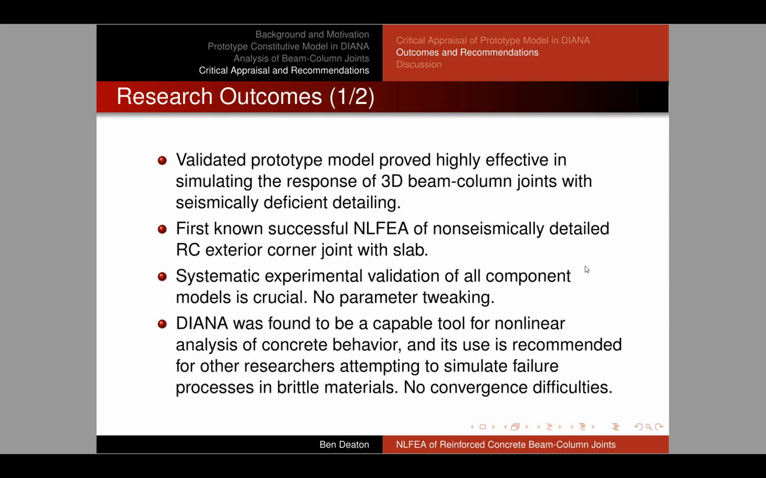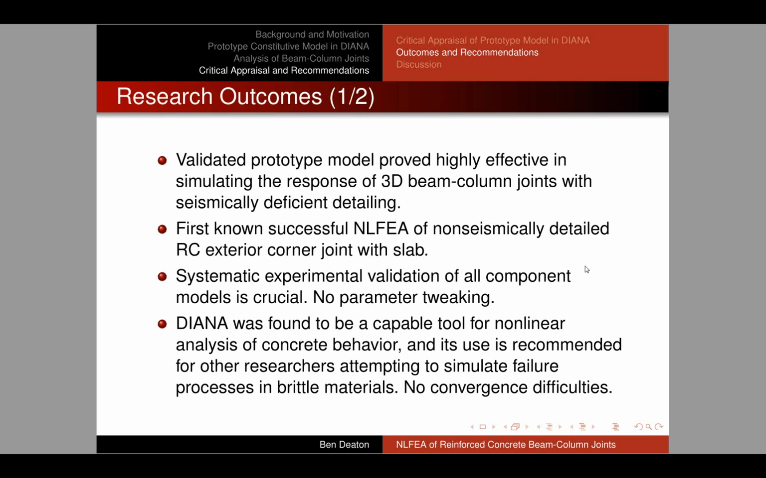Okay, the third item. I would highly recommend the systematic experimental validation of all component models as being very crucial to gaining confidence in the model, to being confident that you are using it correctly. One of the temptations we all face when we have a complex problem is to immediately start putting all the pieces together and try to model the final behavior. But unless we've really studied each component, it's very difficult to know, when results don't match, what is the source of the problem. And so by going through the systematic process, I was able to analyze the beam column joints that I predicted without any parameter tweaking.